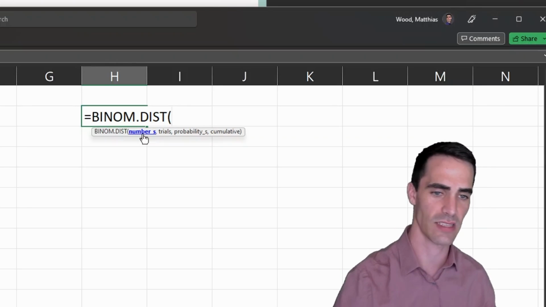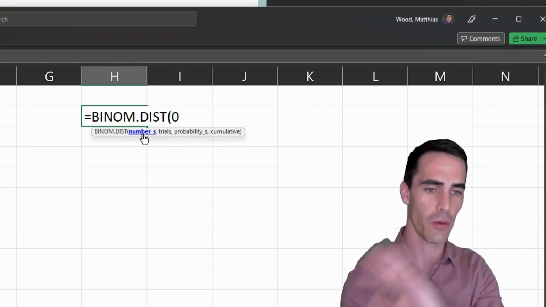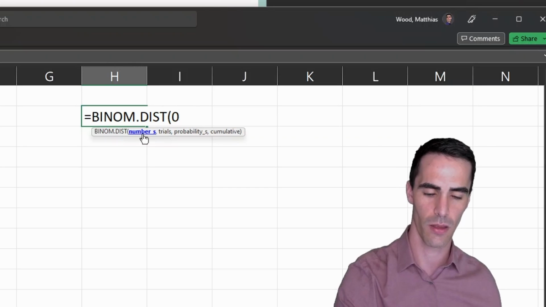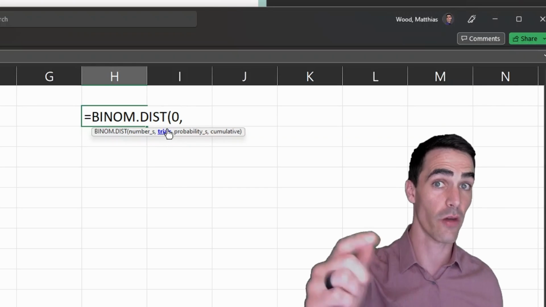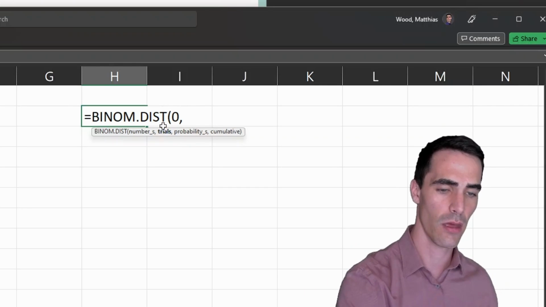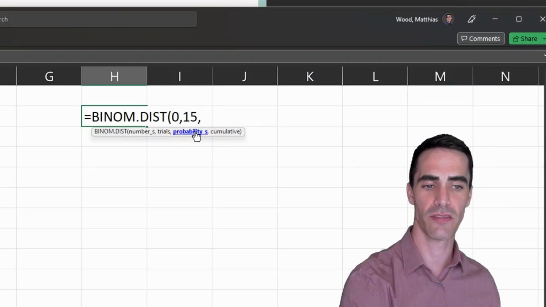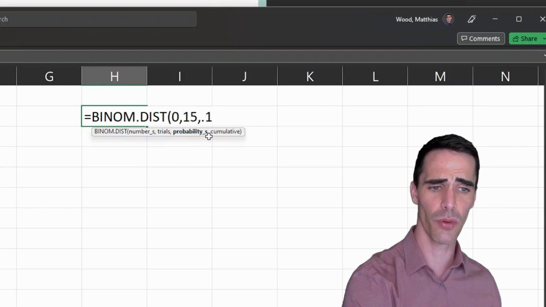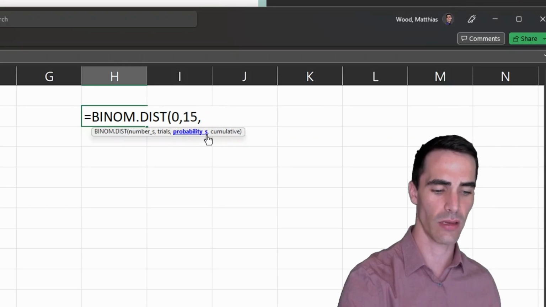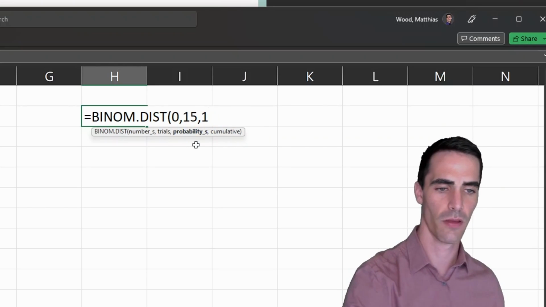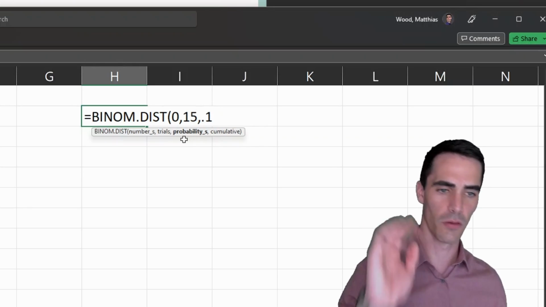I want k, my number of successes. I'm interested in 0 of those. I don't want any successes. That's what k is. And then it asks how many trials, how often am I repeating this experiment? That's n. We identified that above as 15. P, my probability of success, is 0.1, or you can write 1 divided by 10, or you can even write 10% if you'd like. Excel understands what you mean.